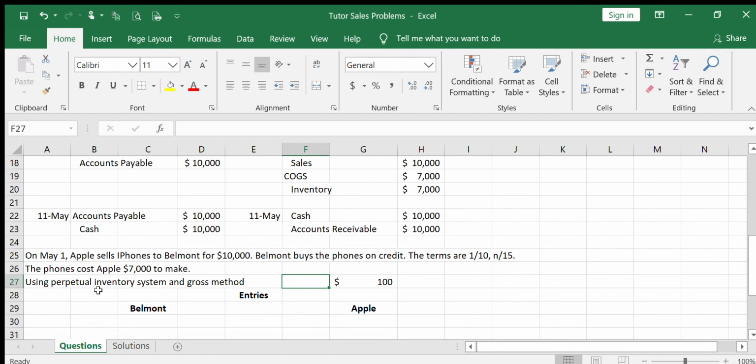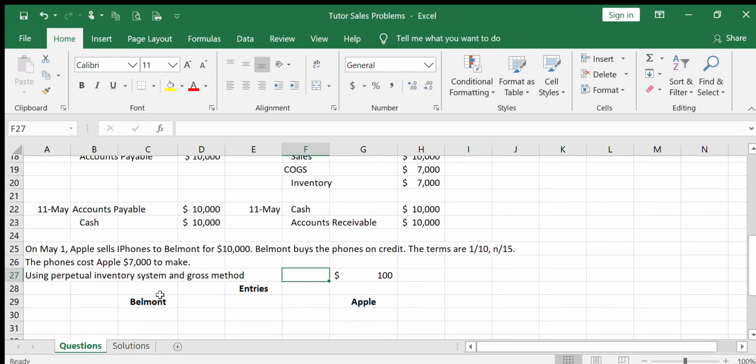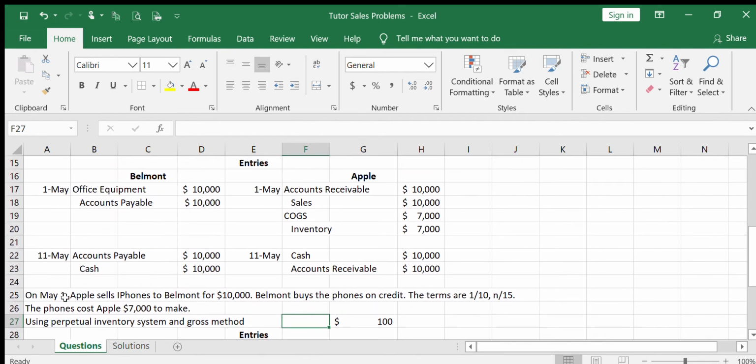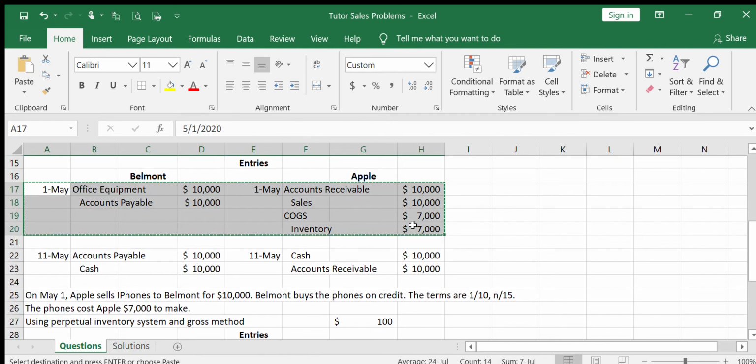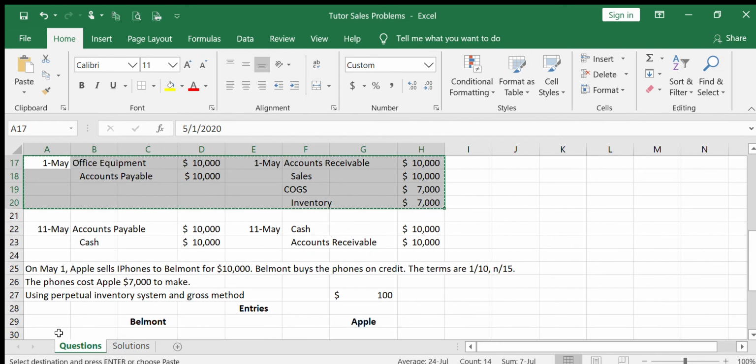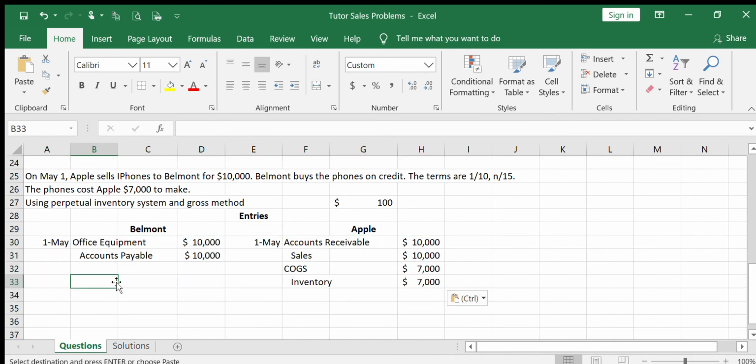The gross method means that the seller is assuming that the buyer is not going to take the sales discount, whereas the net method does assume that the buyer is going to take the discount. So we're going to use the gross method in this problem. So we're going to do the same exact first part, so we can just copy and paste this down. So May 1st, office equipment, accounts payable, all this good stuff.